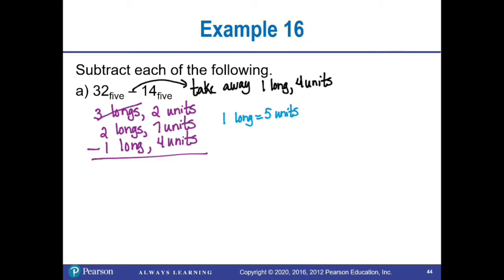2 minus 1 gives me 1 long. 7 minus 4 gives me 3 units. So I have 1, 3. And don't forget to write your base 5. Anytime you're in a base other than 10, you have to write that base as a subscript. Now notice I did not read this as 13 because I'm not in base 10. My place value is different in base 5.